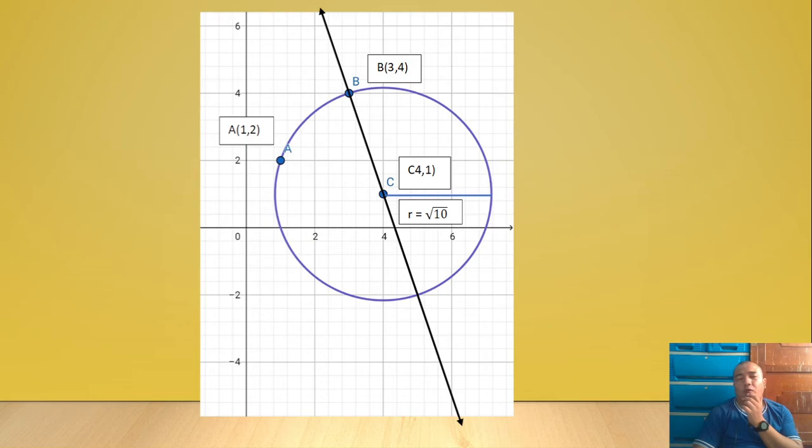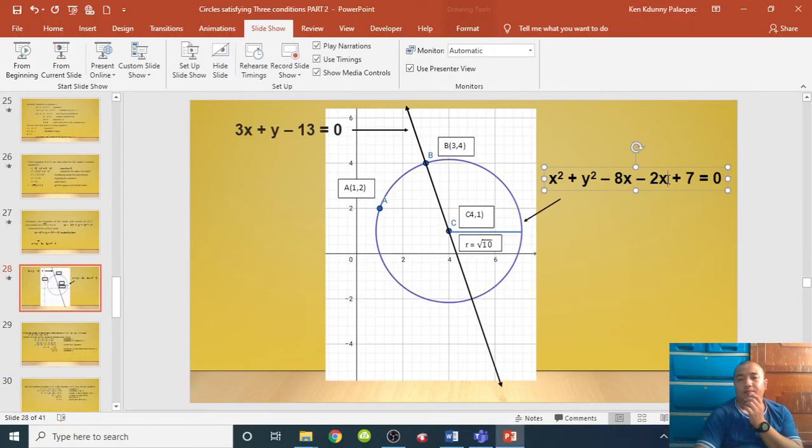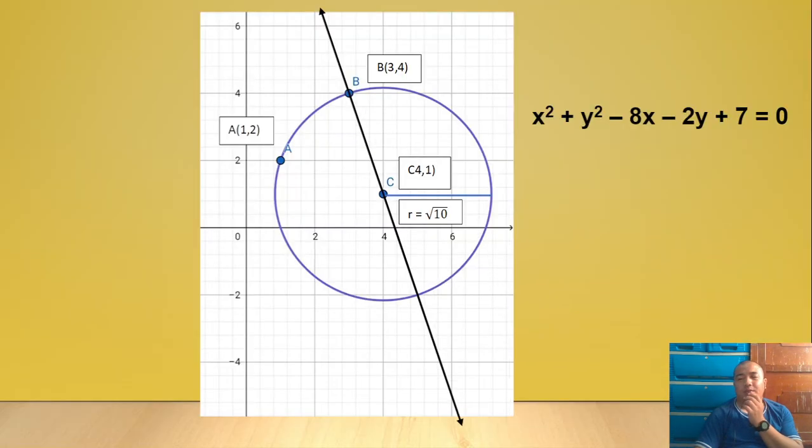With center at (4, 1) that lies on the line. Okay, the equation of the circle is x squared plus y squared minus 8x minus 2y plus 7 equals 0. Sorry, that should be 2y, a typo. So x squared plus y squared minus 8x minus 2y plus 7 equals 0 is the equation of the circle, while 3x plus y minus 13 equals 0 is the line that contains the center (4, 1). The radius is square root of 10, as you can see also. The circle passes through the points A(1, 2) and B(3, 4).